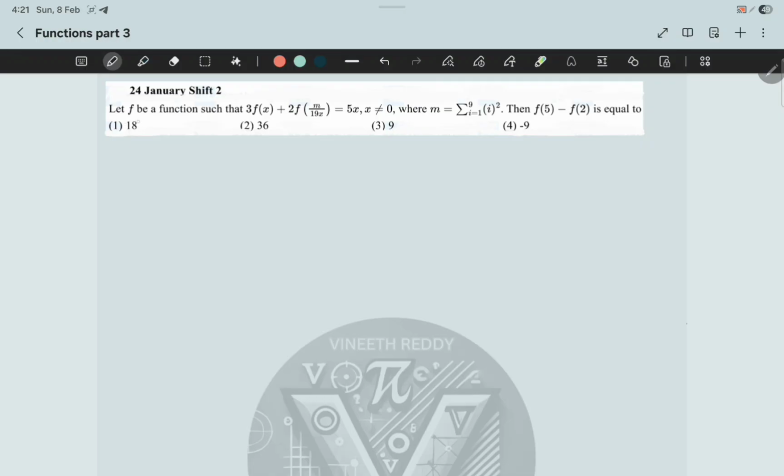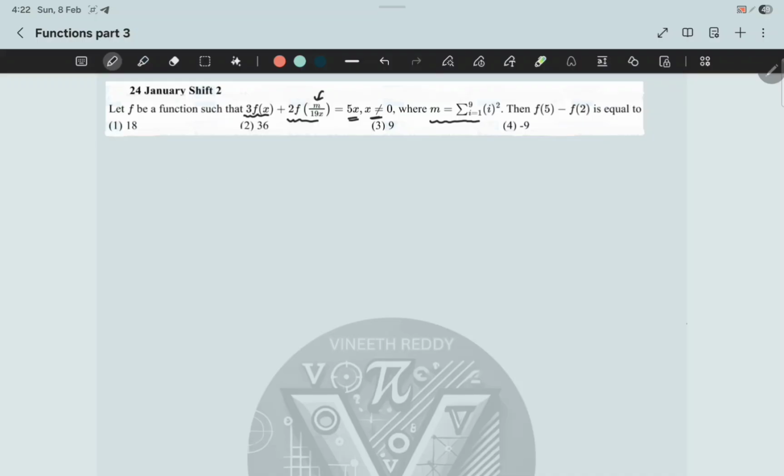तो पहला क्वेश्चन वो बोल रहे हैं कि let f be a function such that 3 times f of x plus 2 times f of m by 19 minus x, अच्छा, ये m क्या है देखेंगे, that is equals to 5x. अच्छा, x is not equal to 0 of course because x is in the denominator and where m is summation i equals to 1 to 9 i square.